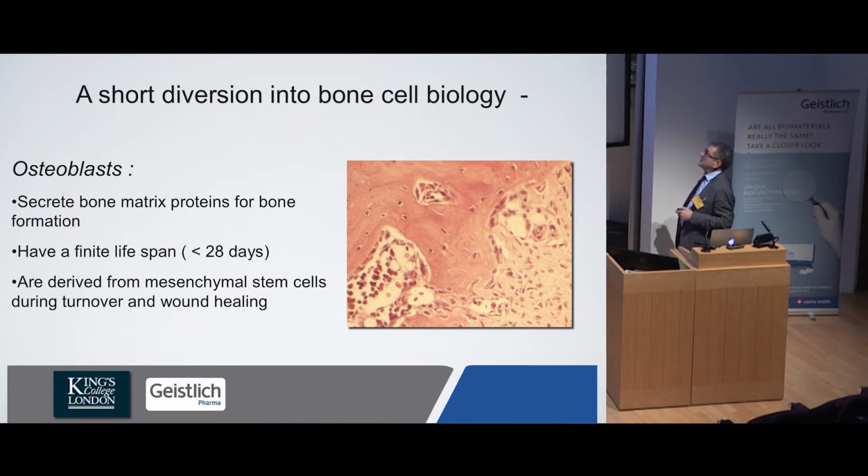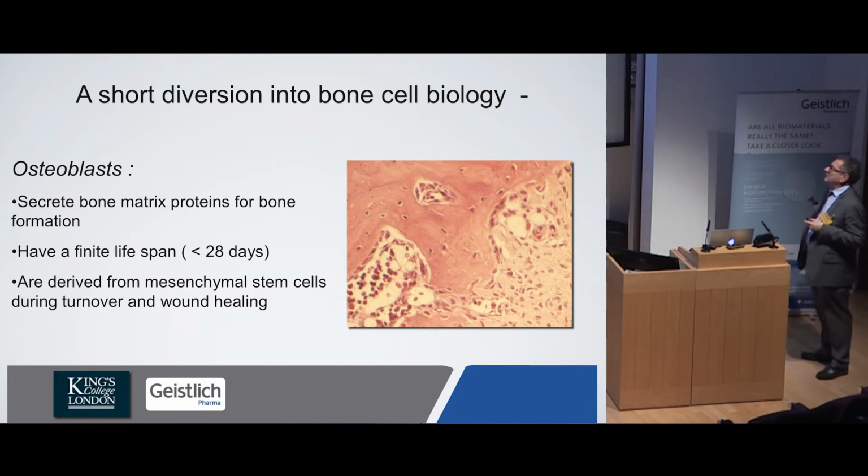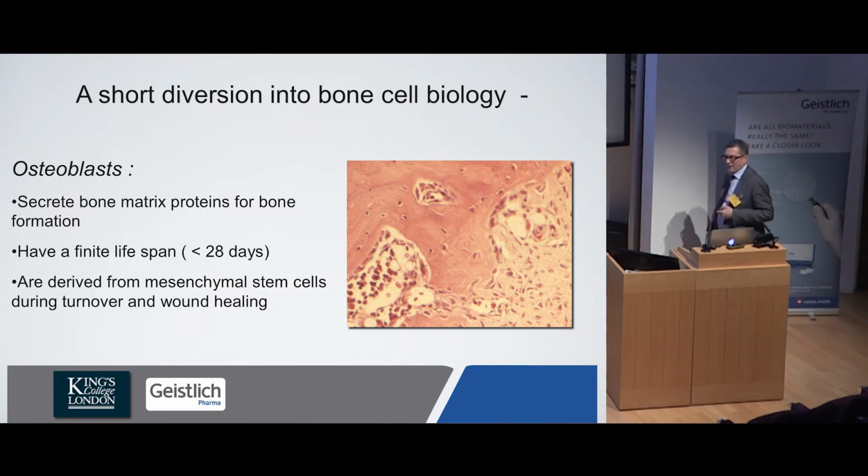Of course, these cells come from stem cells, so-called mesenchymal stem cells, during normal turnover, and particularly in wound healing, where there's a sudden demand for a big influx of cells to make new bone. We talk about stem cells a lot. Everyone talks about getting the stem cells to do this and to do that, and we kind of lose track sometimes of what these cells are. I'm not going to go into them in too much detail today, but I'm going to say a little bit about them.